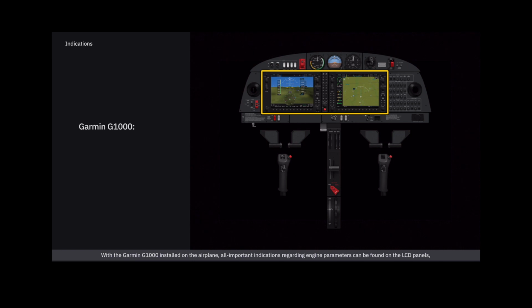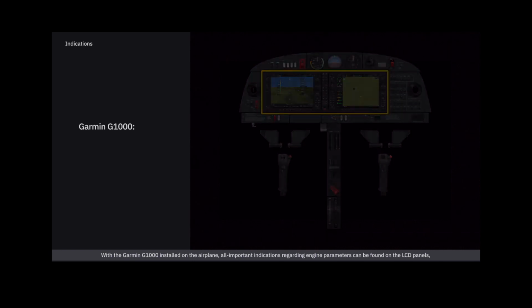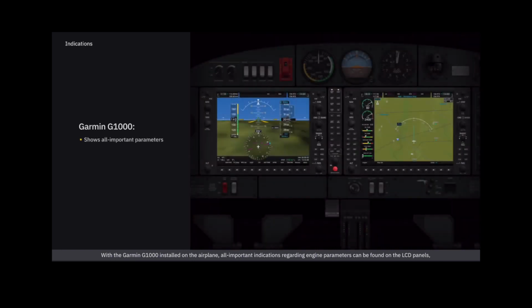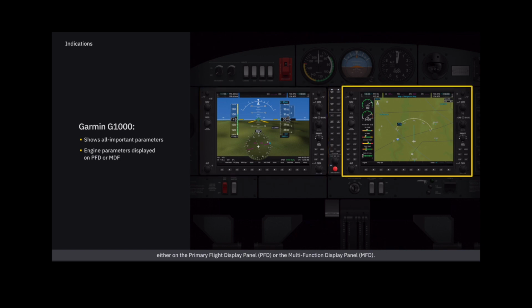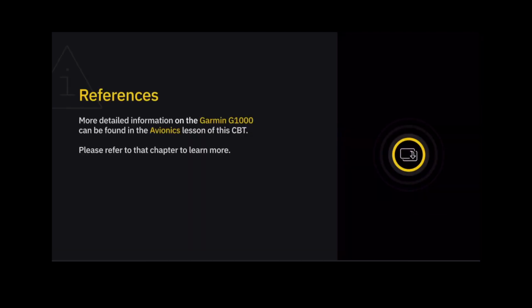With the Garmin G1000 installed on the airplane, all important indications regarding engine parameters can be found on the LCD panels, either on the primary flight display panel, PFD, or the multifunction display panel, MFD. More detailed information on the Garmin G1000 can be found in the avionics lesson of the CBT. Please refer to that chapter to learn more.